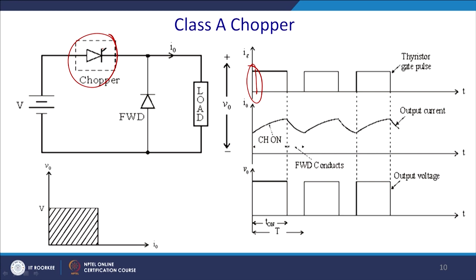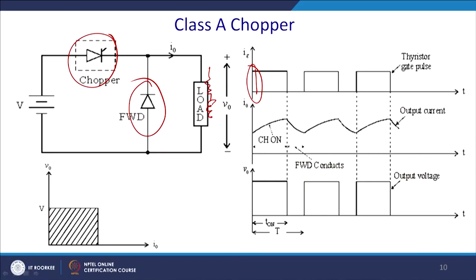And you have a freewheeling diode, so once it is off, current will circulate through it, and mostly it will have an RLE kind of load, because it is feeding a DC motor. You have a resistance, that is the armature resistance, or you can model the mechanical part of the energy conversion as a resistance, and thereafter you have an inductor, because there is a huge series inductance. Thereafter you have a back EMF that can be modeled as a constant DC source.